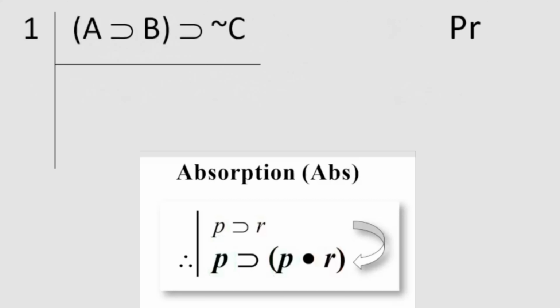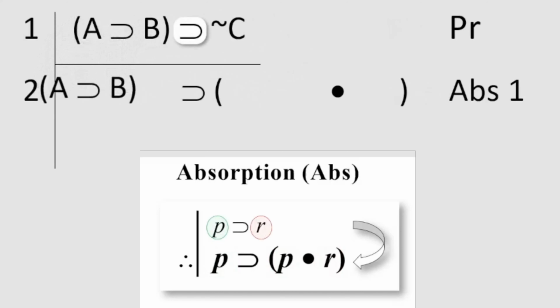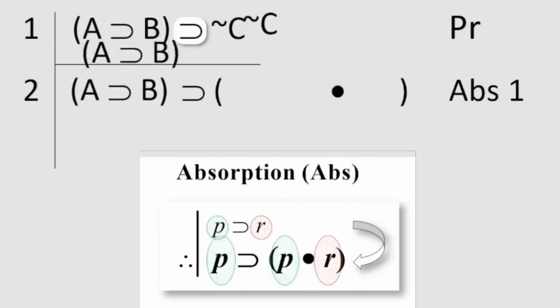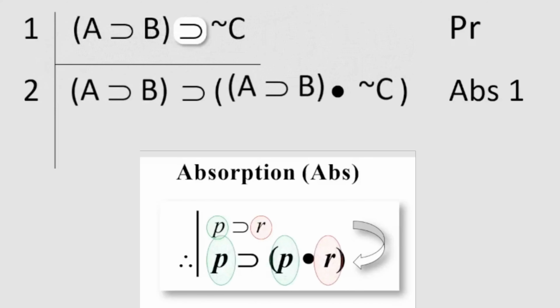Here we have another more complex example. We have a conditional; note that it is the main connective of the conditional in line 1. And we are allowed to infer another conditional with the same complex antecedent and a consequent which is a conjunction of the antecedent and the consequent of the original conditional.